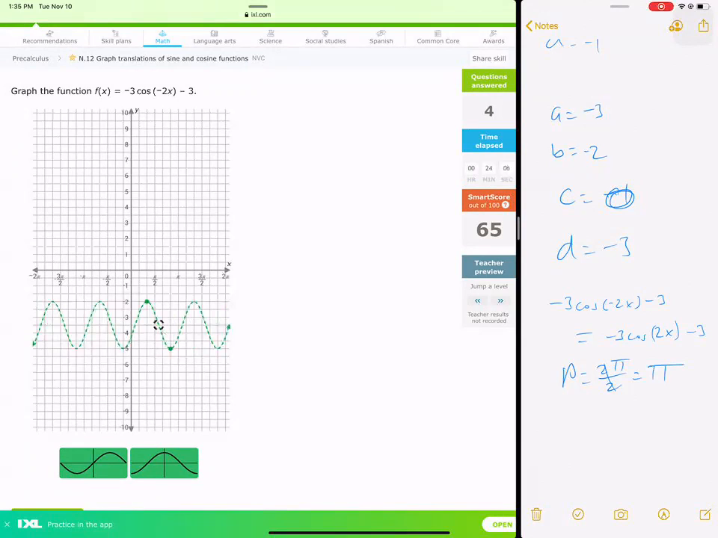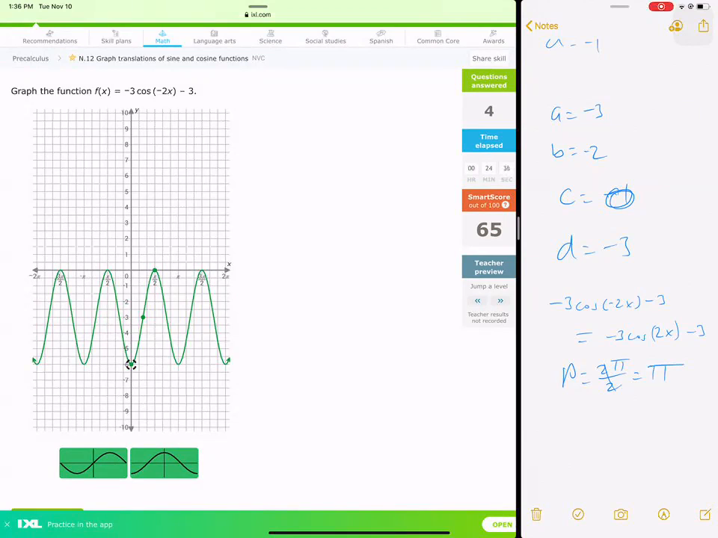So this is a cosine graph. So move this over. There we go. And my amplitude is -3. So instead of starting on top, we're going to start at the bottom, 3 spaces down. Okay, and -3. Move this 3 spaces down. What's 3 spaces down from -3? -6. This flips it upside down.